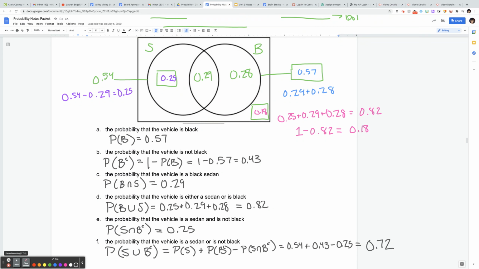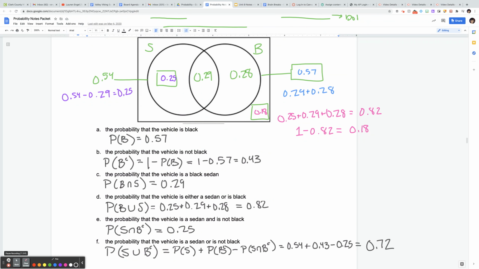Probability that a vehicle is a black sedan is just the intersection, right? That's a car that's both black and a sedan, so that's 0.29. Probability that a vehicle is either a sedan or black is the sum of all of those values inside of the circles, so that's 0.82.